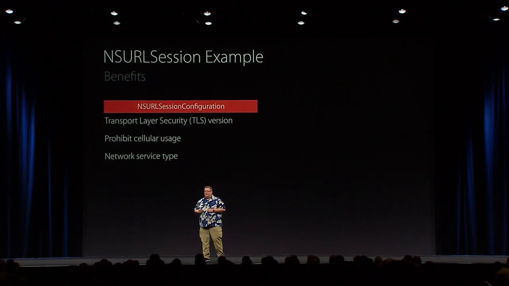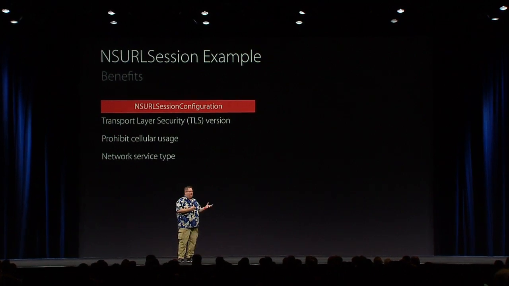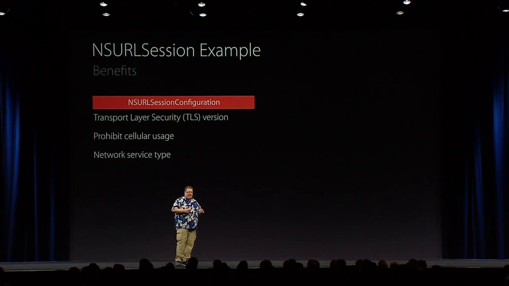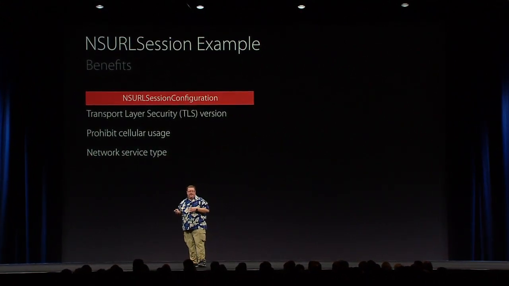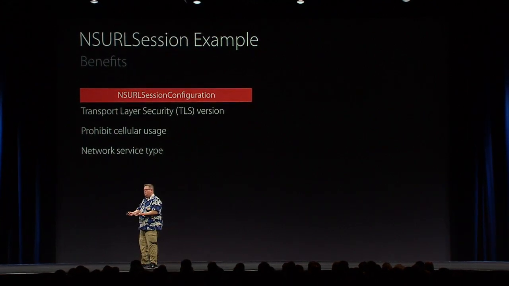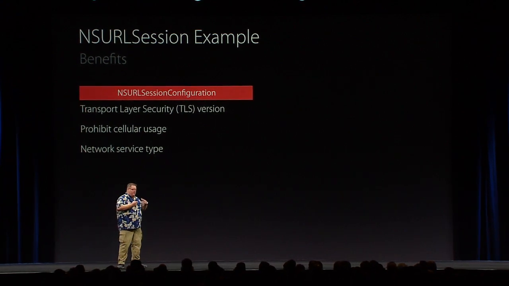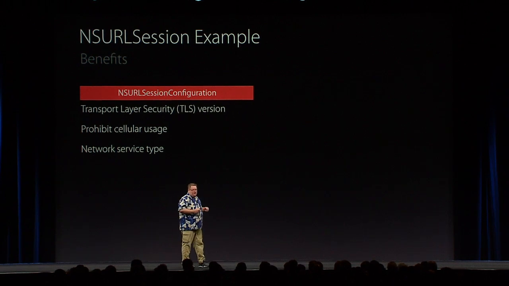You can specify your network service type. Some examples of this might be default, which is just standard internet data traffic. Your app might have VoIP, or video data, or voice data, all sorts of different types of data. Really, this is just a hint to the lower networking layers of what type of data to expect so that it can create a quality of service that's best for your app on the device that it's running on.